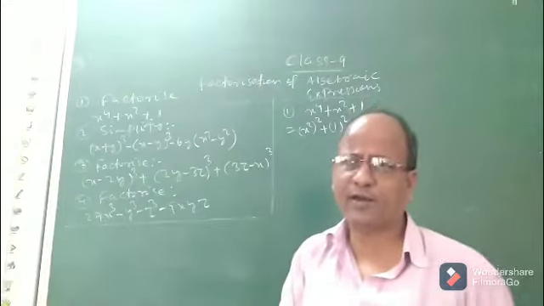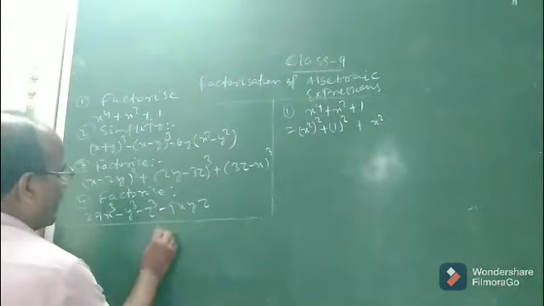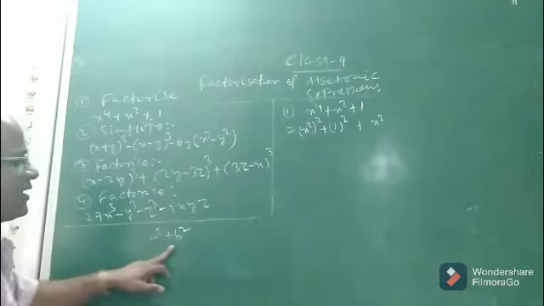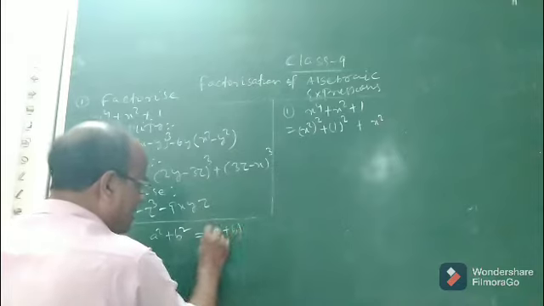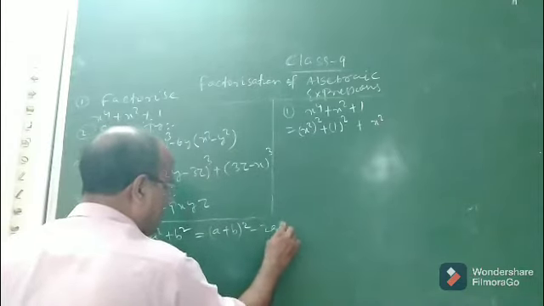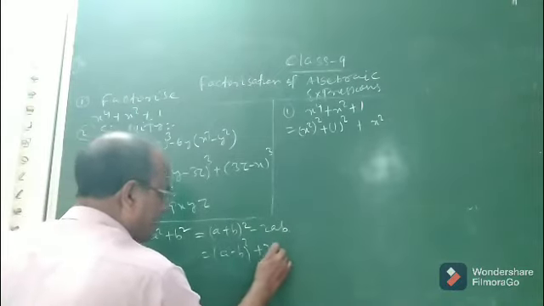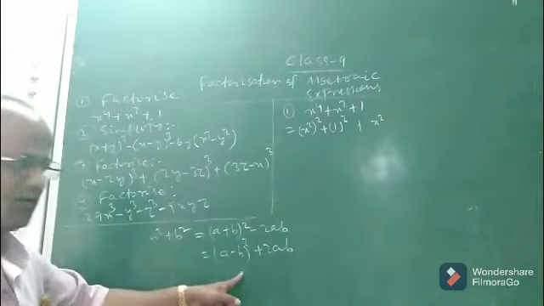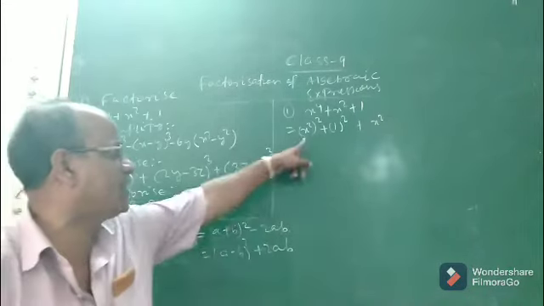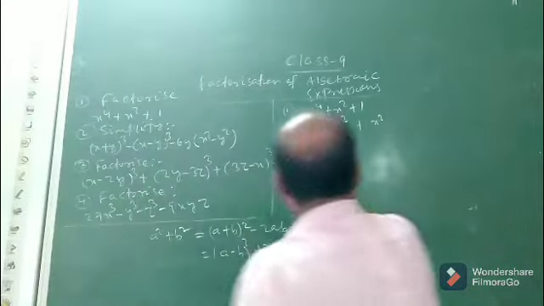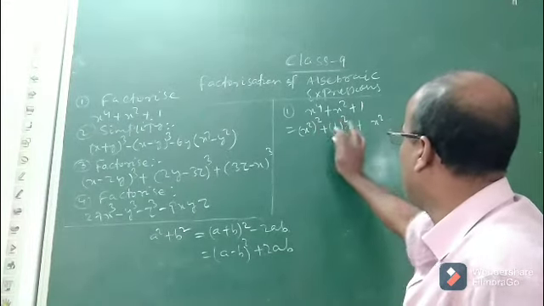Now what is the formula for a square plus b square? Do you know what is the formula? The formula for a square plus b square: it will be either a plus b whole square minus 2ab, or it will be a minus b whole square plus 2ab. You see, these are the formulae for a square plus b square. So out of these two, we will use the first one here. Now take x square as a, 1 as b. It is in the form of a square plus b square.